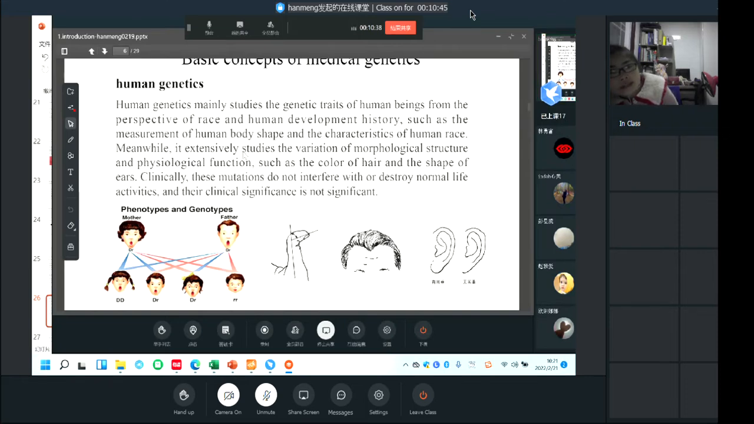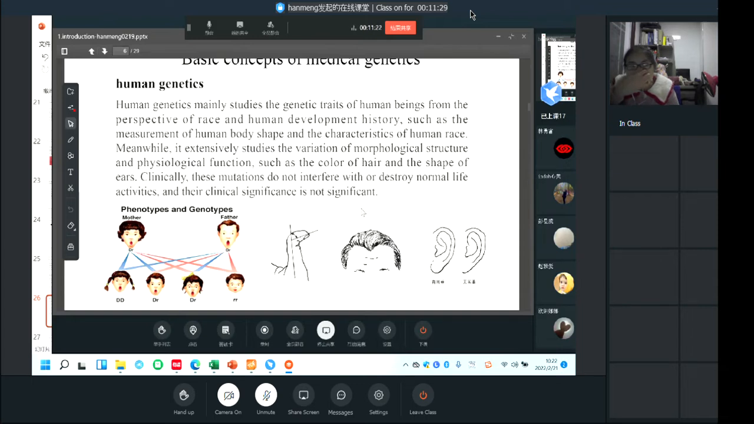Meanwhile, it extensively studies the variation of morphological structure and physiological functions, such as the color of hair and the shape of ears. Clinically, these variations do not interfere with or destroy normal life activities, and their clinical significance is not significant.